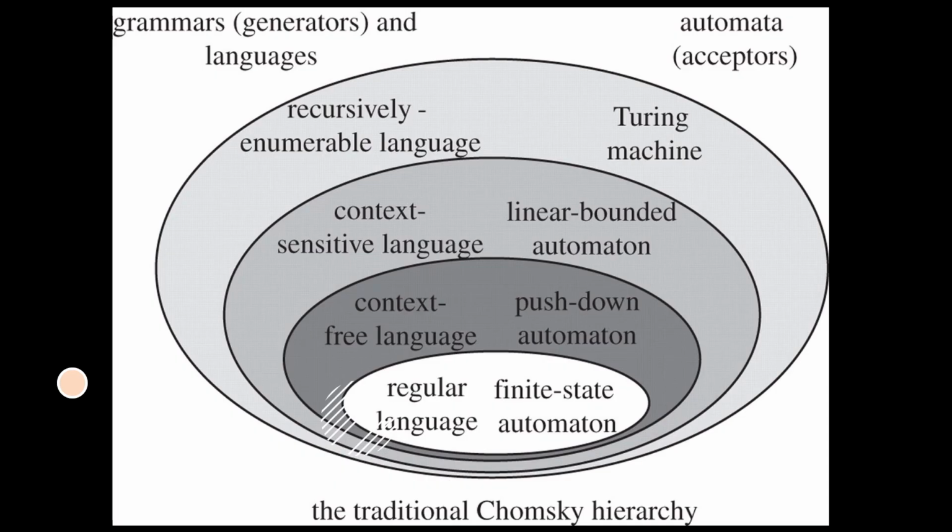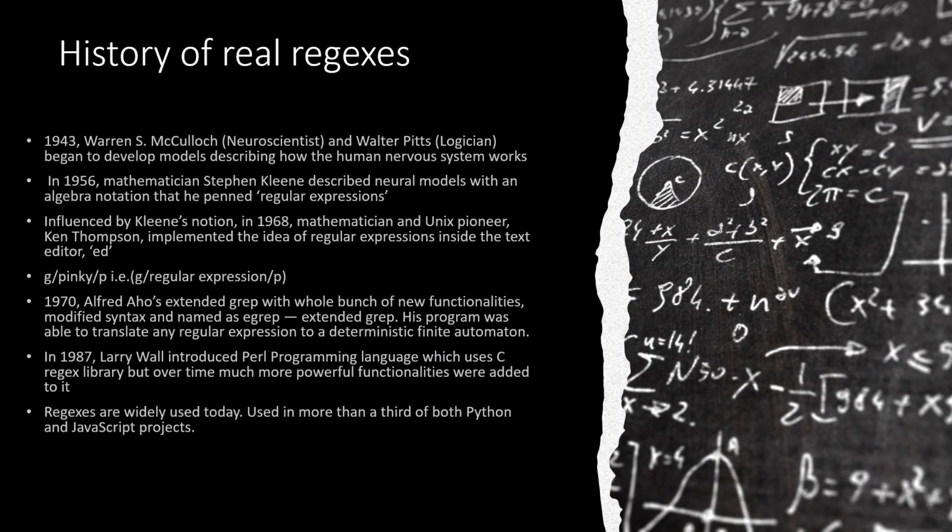This is a depiction of the traditional Chomsky hierarchy. As we see, regular languages and finite state automata are at the bottom, followed by context-free languages and PDAs, which are equivalent in power. Then come context-sensitive languages and then Turing machines. We know by the Church-Turing thesis that Turing machines are equivalent in power to the human mind. In this video, we'll explore where regular languages fall, that is, what are the bounds of real regular expressions. Let's now discuss the history of real regexes.